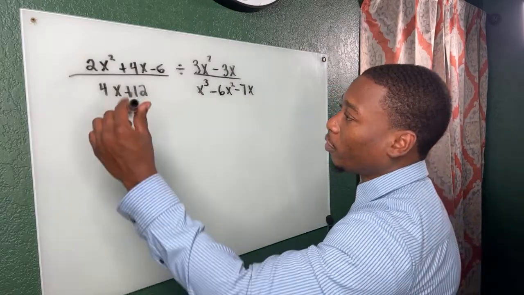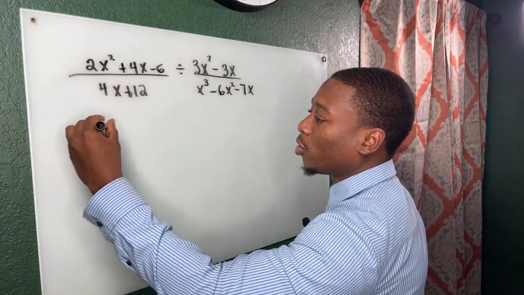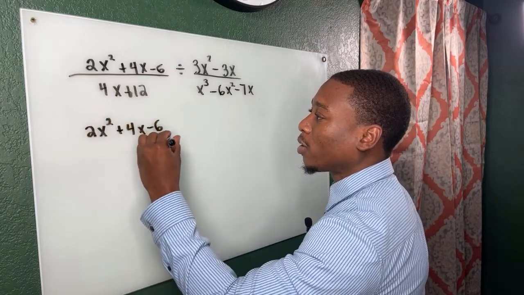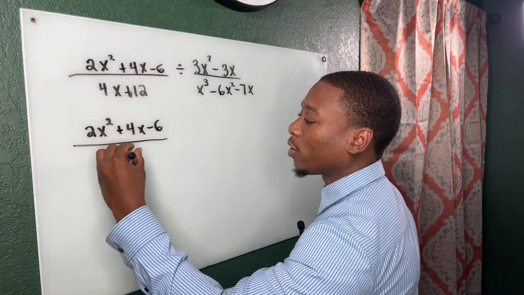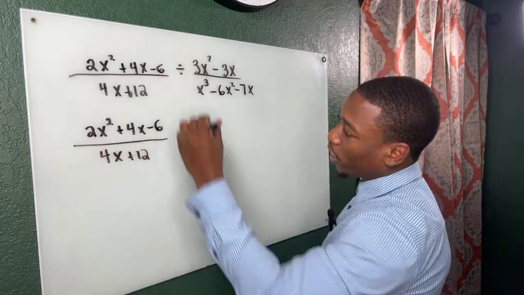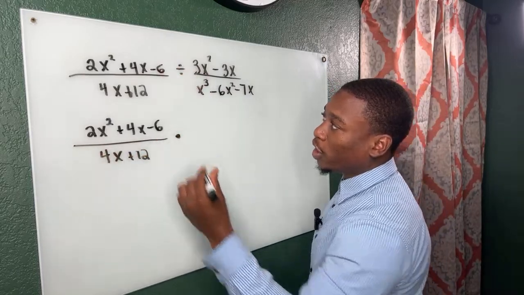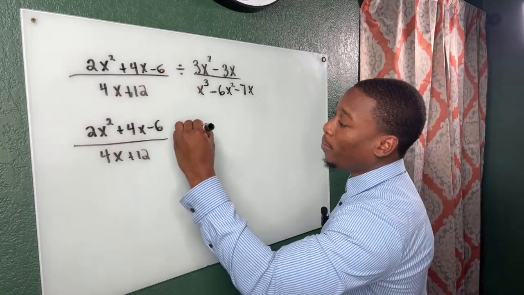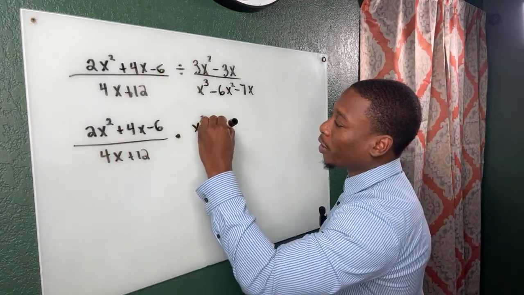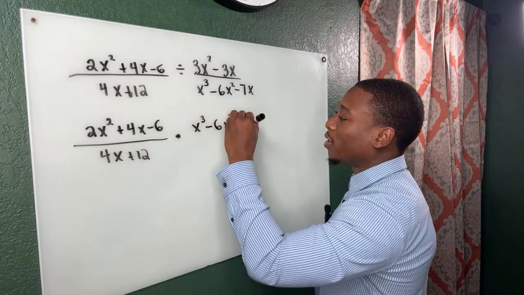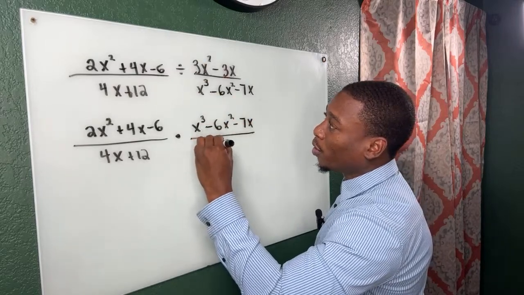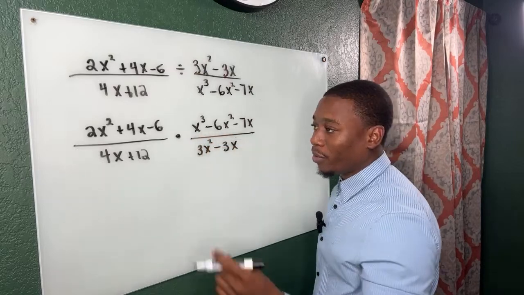So we're going to keep the first fraction the same, right? So 2x squared plus 4x minus 6 all over 4x plus 12. We're going to change that division sign into a multiplication, and then I'm going to take the reciprocal of the second. So that means I have x to the third minus 6x squared minus 7x at the top, and 3x squared minus 3x at the bottom.